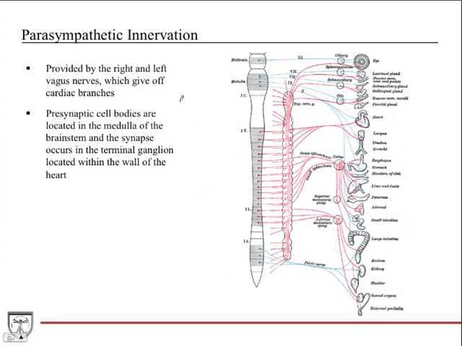Parasympathetic innervation is provided mainly by the right and left vagus nerves, which give off cardiac branches that go to the heart. If you look here, it's labeled cranial nerve 10. That is the vagus nerve, this little blue line coming off here. The presynaptic cell bodies are located in the medulla, as you can see here, and then they travel down through the vagus nerve.